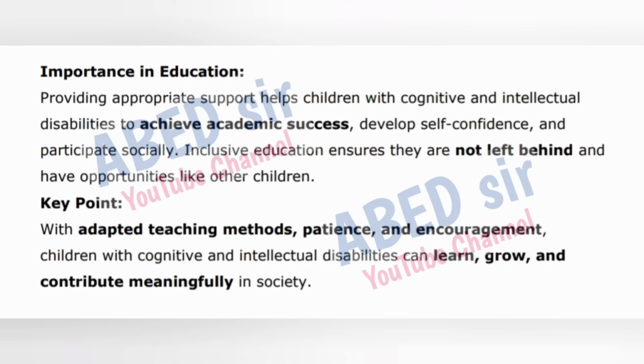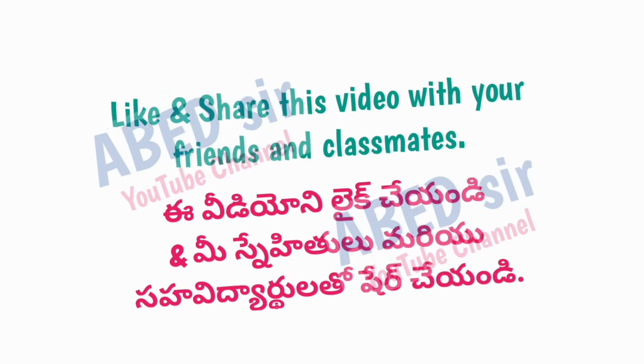Importance in education. Providing appropriate support helps children with cognitive and intellectual disabilities to achieve academic success, develop self-confidence, and participate socially. Inclusive education ensures they are not left behind and have opportunities like other children. Key point. With adapted teaching methods, patience, and encouragement, children with cognitive and intellectual disabilities can learn, grow, and contribute meaningfully in society. Next important long question is: 2.